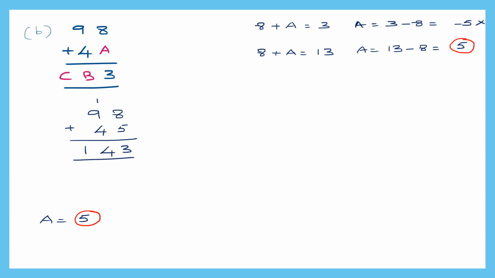Now we have found the value of B and C also. So B is 4 and C is 1. So we have found the value of A, B and C.